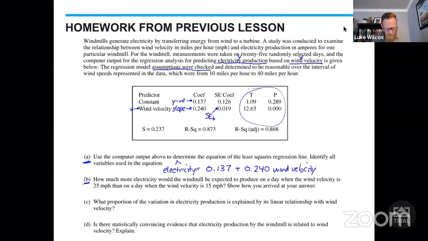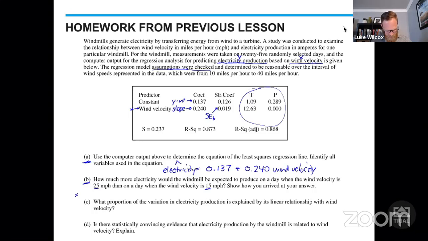Okay, let's move to part B. How much more electricity would the windmill be expected to produce on a day when the wind velocity is 25 miles per hour than on a day when the wind velocity is 15? Show how you arrived at your answer. Okay, there are two different approaches to this particular problem. I'm going to show you the long way, and then I'll show you the short way.